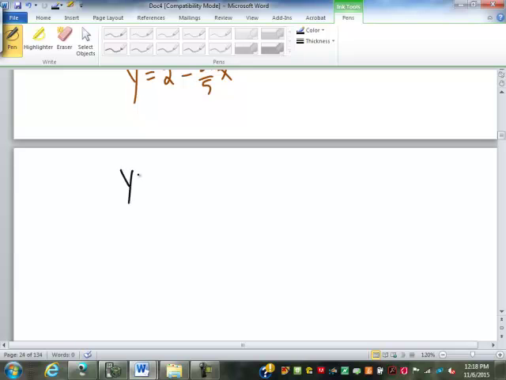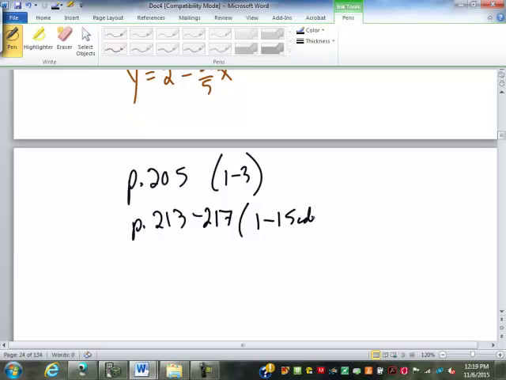In your book, some pages that relate to this stuff. Page 205, there's just problems 1 through 3 looking at graphs. Page 213, it's actually 213 through 217, 1 through 15 if you just want to do the odds. Page 221 through 222, 1 through 15, again, if you just look at the odds. And then I don't believe we got to page 226. So that's what we'll start out next time, is the stuff on page 226.